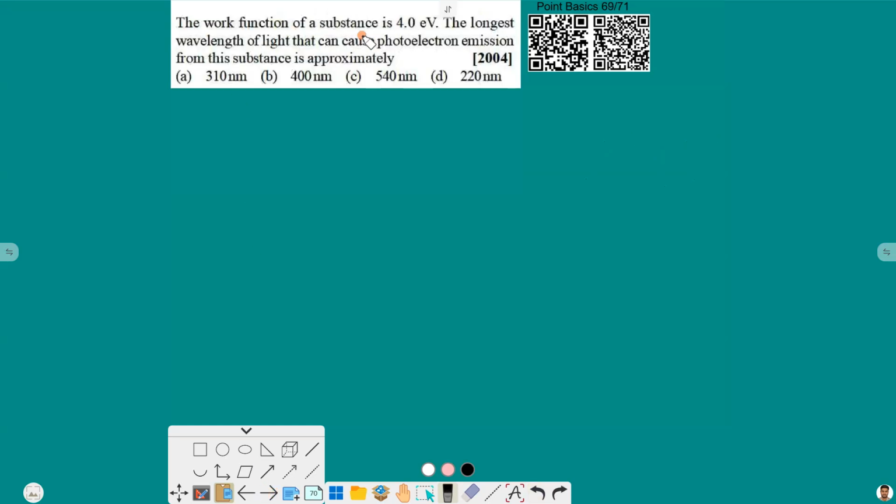Moving ahead, the work function of a substance is 4 electron volt, the longest wavelength of light that can cause photoelectron emission from this substance is approximately. So we have to find longest wavelength and work function is given. So we know that E is equal to hc by lambda. From that lambda is hc by E. So 1240 electron volt nanometer by 4 electron volt, get cancelled and this will be 310 nanometer. So option A will be the right answer here.